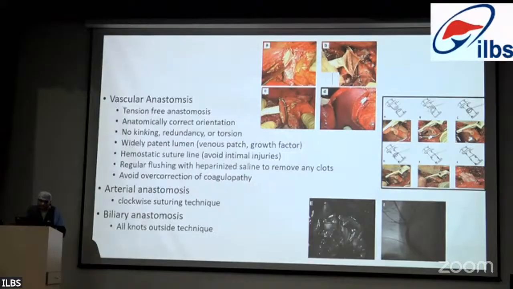For the arterial anastomosis, we do a clockwise suturing technique. We start from one end and usually do intima to intima approximation, always taking the needle bite from the inside, meticulously avoiding intimal injuries, and we should not tie too tight, to avoid narrowing of the arterial lumen. The biliary anastomosis is also done with an outside-in technique, with mucosal approximation and a watertight closure.